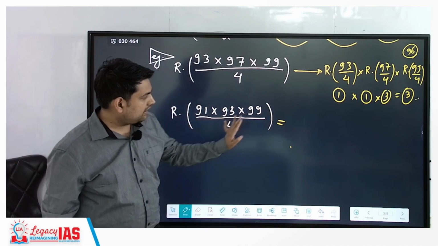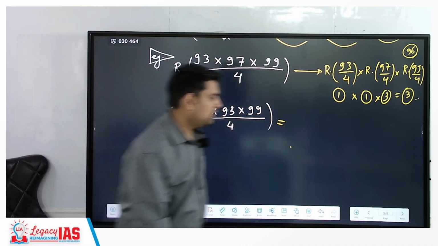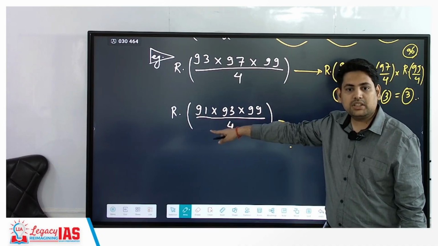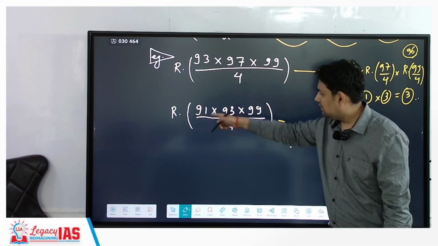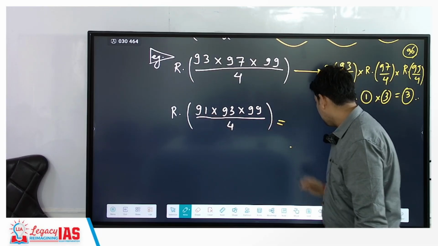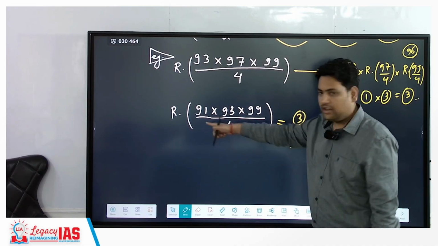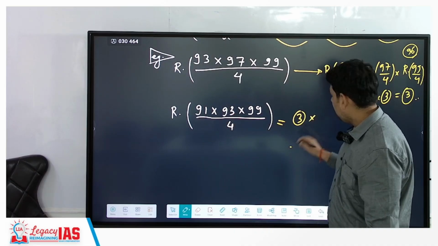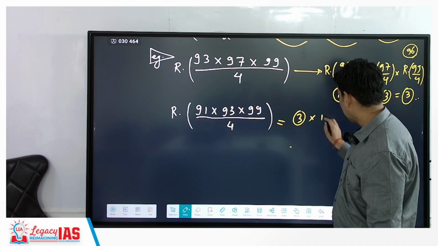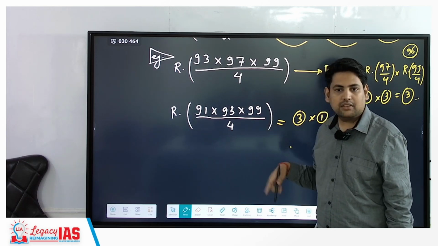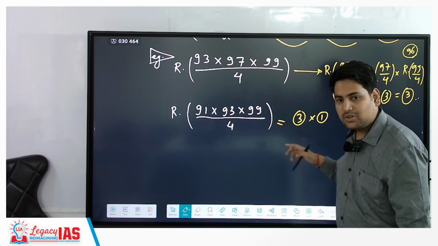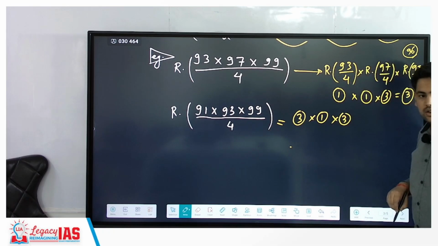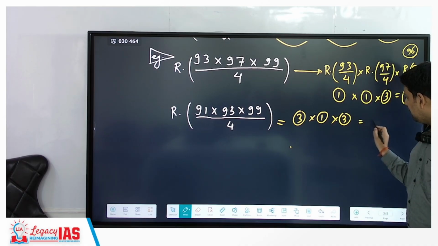91 into 93 into 99 divided by 4. Now what do you do? Again, nearest multiple. 99's nearest multiple would be 88, so the remainder would be 3. Correct? 88, 3 remainder. Then 93, nearest multiple is 92, so the remainder is 1. Now 99, nearest multiple was 96, so the remainder is 3. Now 3 into 1 into 3 would be 9.